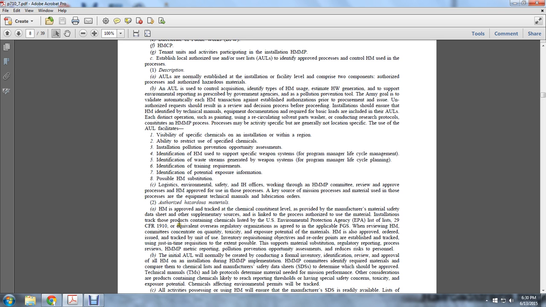The initial authorization user listing will normally be created by conducting a formal inventory, identification, review, and approval of all hazardous material on the installation during hazardous material management implementation.